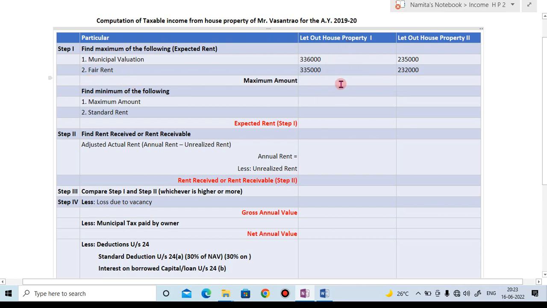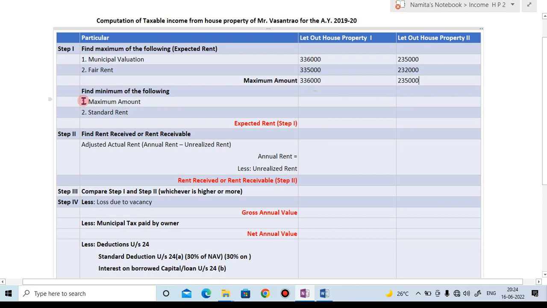For let out house property number 1, municipal valuation is 3,36,000, fair rent is 3,35,000. So obviously municipal valuation is greater, so the maximum amount is 3,36,000. Now house number 2, municipal valuation is 2,35,000 and fair rent is 2,32,000. So municipal valuation of house number 2 is the maximum amount. So we got the maximum amount.